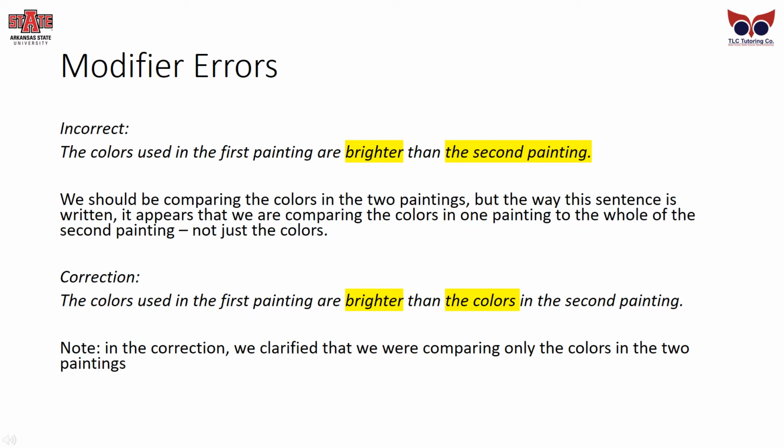Modifier errors. Incorrect example: "The color used in the first painting are brighter than the second painting." We should be comparing the colors in the two paintings, but the way the sentence is written, it appears that we are comparing the colors in one painting to the whole of the second painting, not just the colors. Correction: "The colors used in the first painting are brighter than the colors in the second painting." Note that in the correction we clarified that we are comparing only the colors in the two paintings.